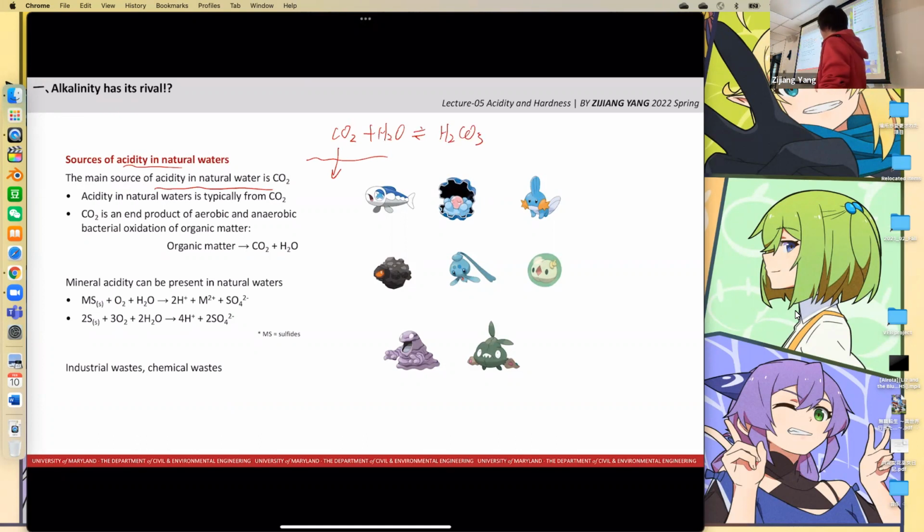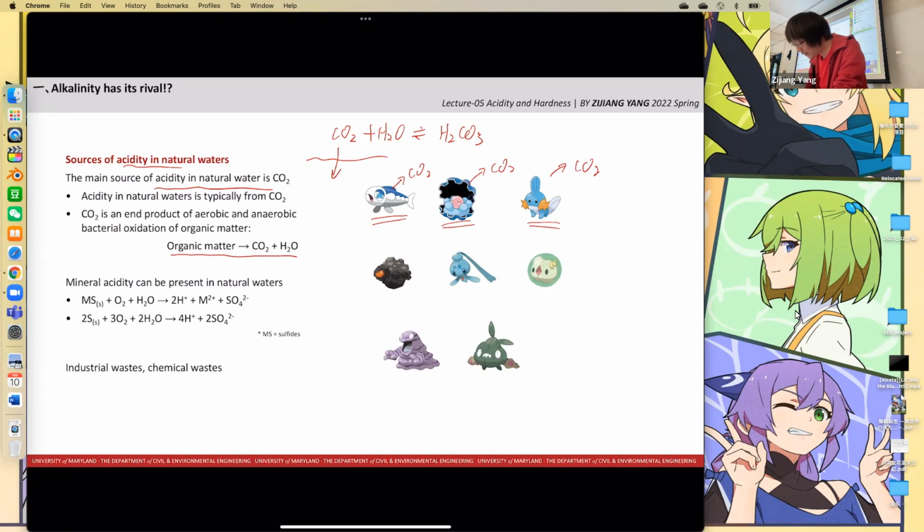But on the other hand, the CO2 can come from other sources. We know that we have some species or organisms living in the water. As they respire, they will also release CO2. So the CO2 from these animals or organisms can also contribute to the acidity of the water. We know they convert organic matter into CO2 and water.